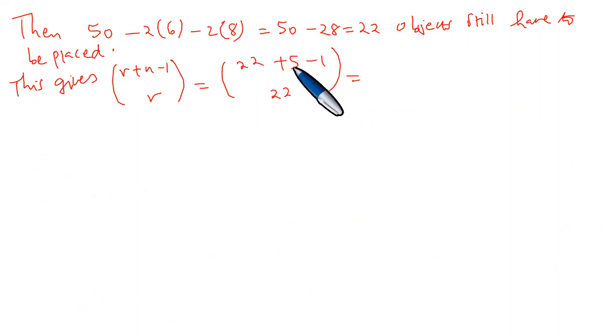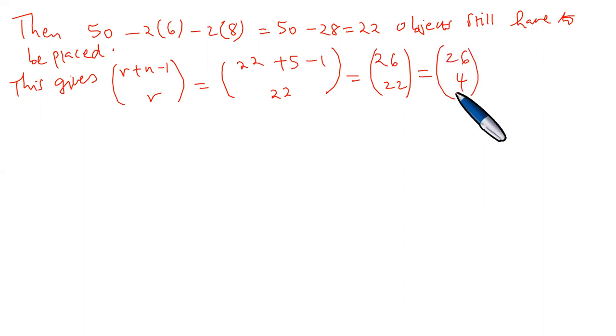And so what is this here? It's 27 minus one, which is 26 choose 22. And that is the number of ways to do this. Right, and 26 choose 22, by symmetry, becomes the same as 26 choose 4. So that kind of thing.